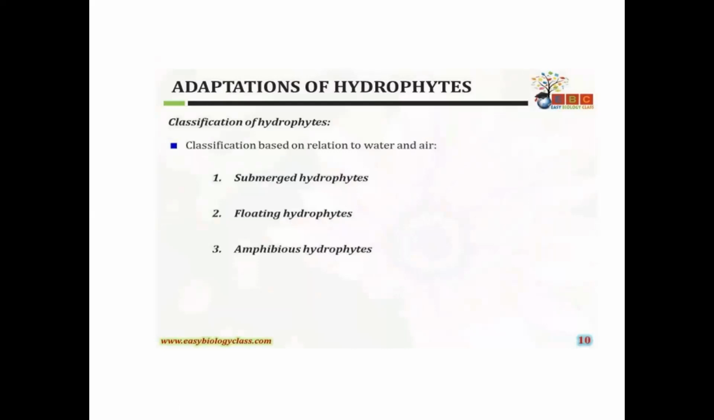The next one is the classification of hydrophytes. Hydrophytes are classified into different types based on their relation to water and air: submerged hydrophytes, floating hydrophytes and amphibious hydrophytes. The first is submerged, the plants which grow inside the water.